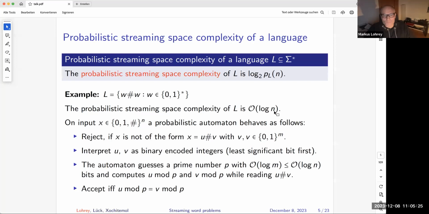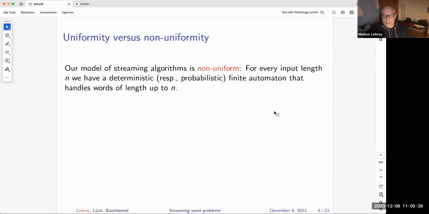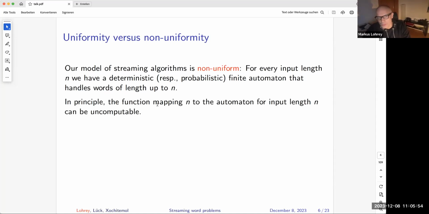Okay, good. Let me say something about one more aspect, namely our model of streaming algorithm is a so-called non-uniform model. This means for every input length n, we have a deterministic or probabilistic, depending on whether we are interested in deterministic or probabilistic streaming space complexity, finite automaton that handles words of length up to n. And in principle, the function mapping this input length n to the automaton for input length n can be uncomputable. And that means it's a non-uniform model.